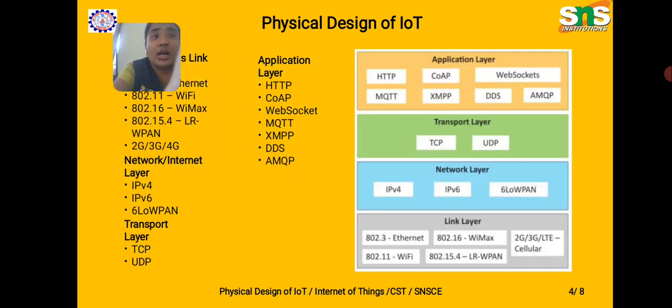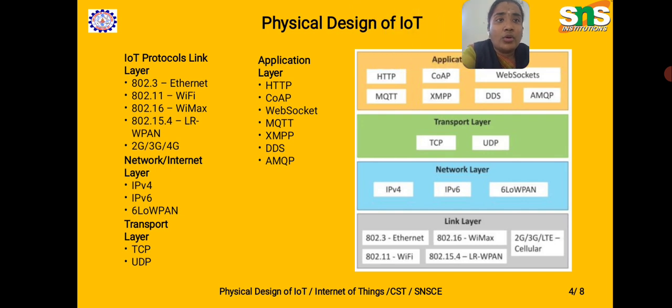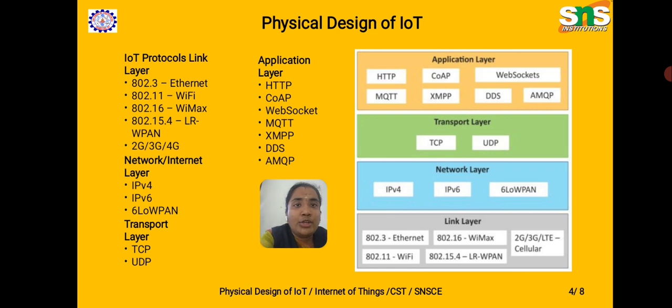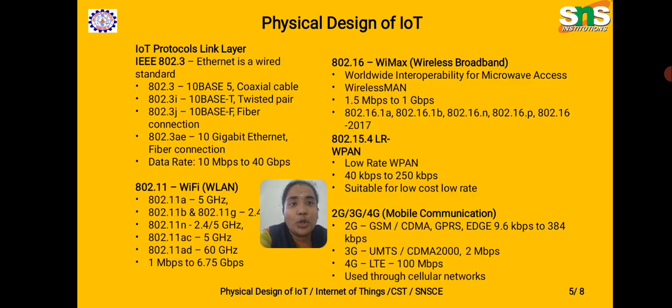In the physical design of an IoT, we are going to see that the IoT protocol links the layers with the help of 802.3, which is known as Ethernet, 802.11 Wi-Fi, 802.16 WiMAX, 802.15.4 LR-WPAN, and 2G, 3G and 4G. In the network or internet layer, Internet Protocol version 4, Internet Protocol version 6, 6LoWPAN are used. In the transport layer, TCP and UDP. In the application layer, HTTP, CoAP, WebSocket, MQTT, XMPP, DDS and AMQP are being used.